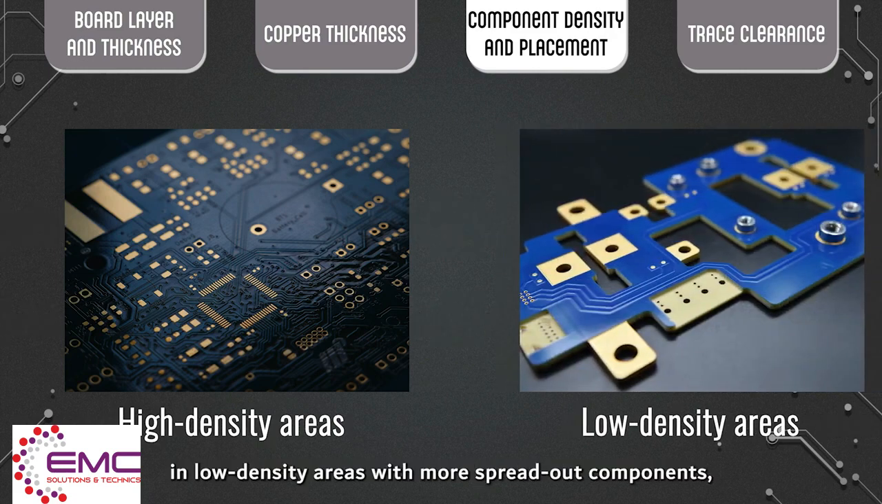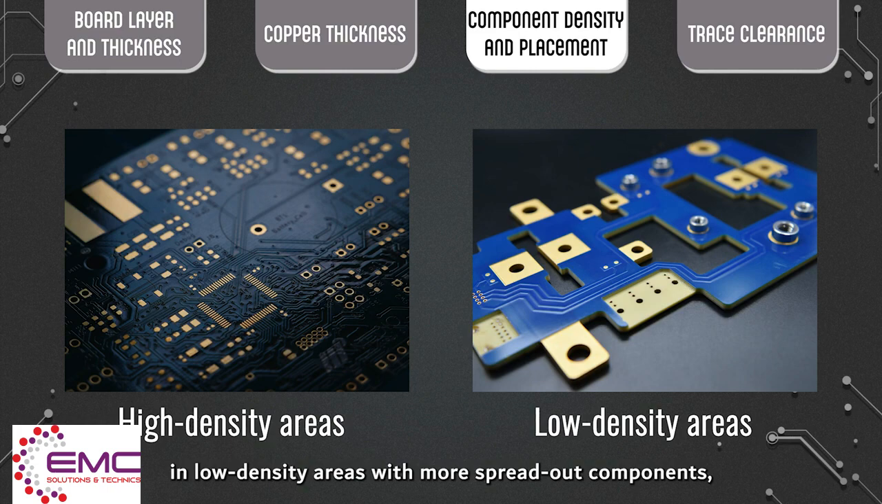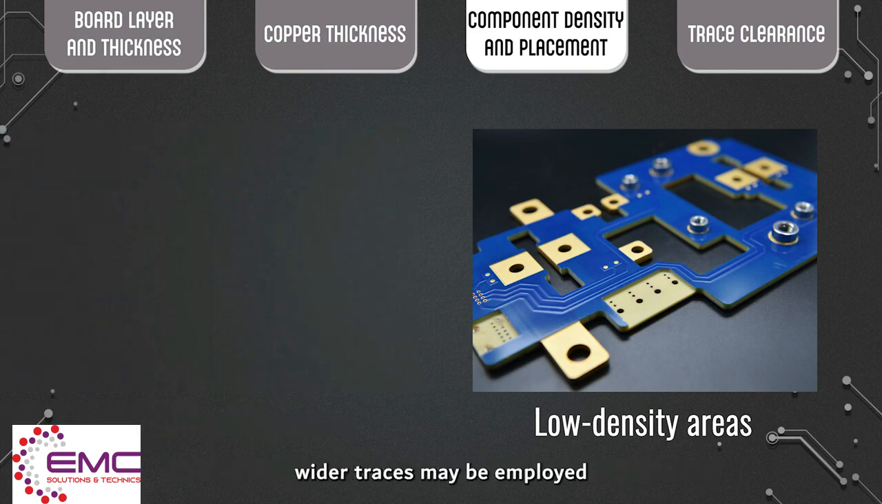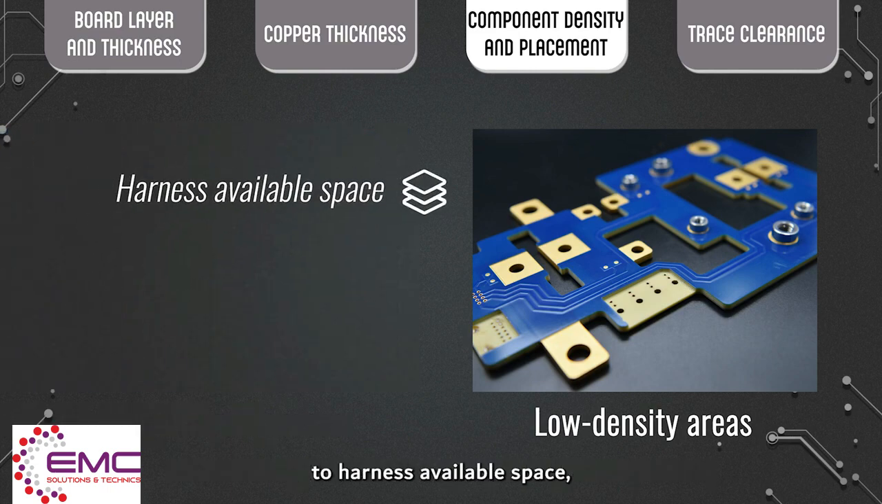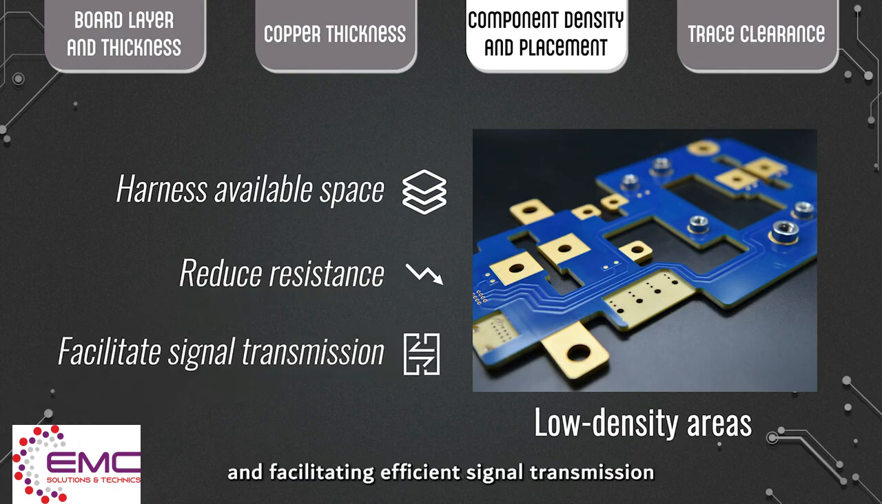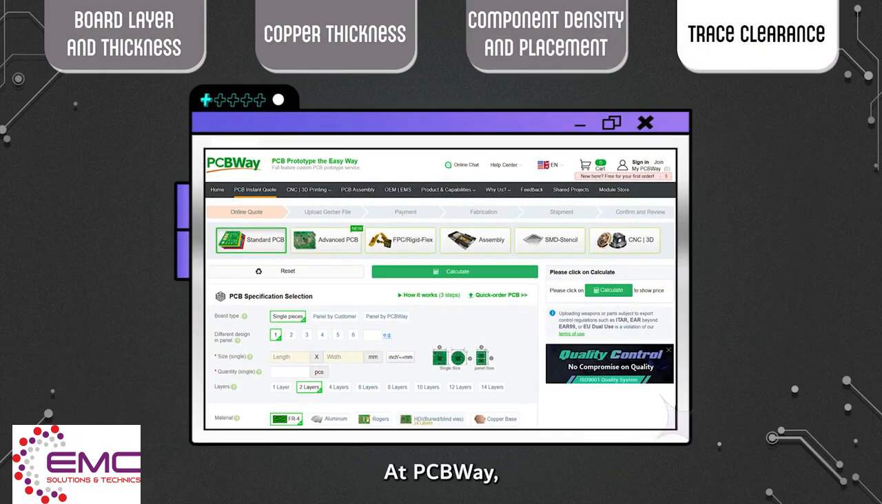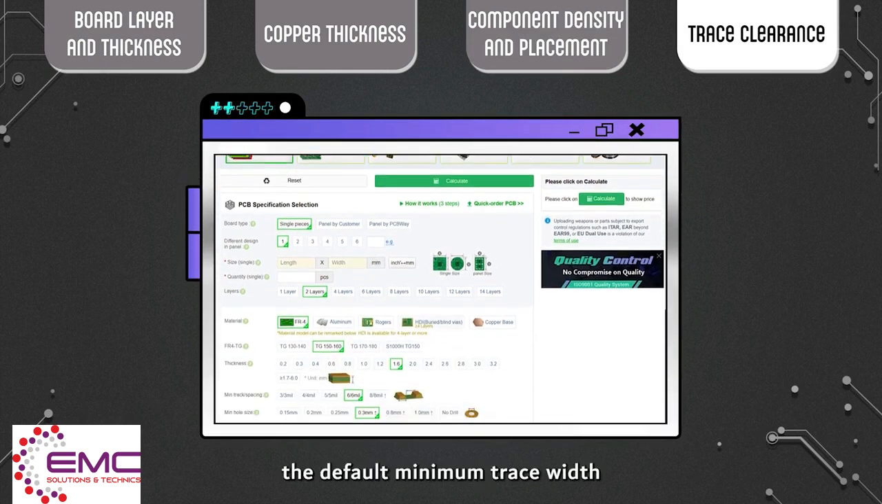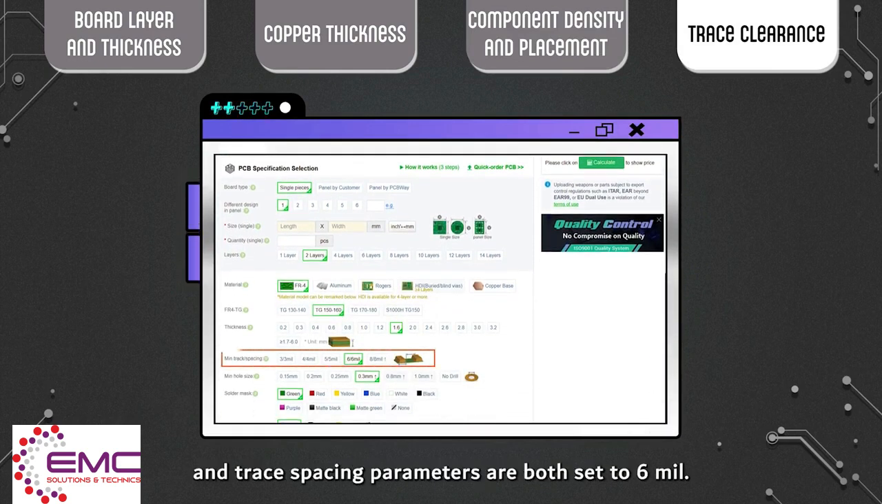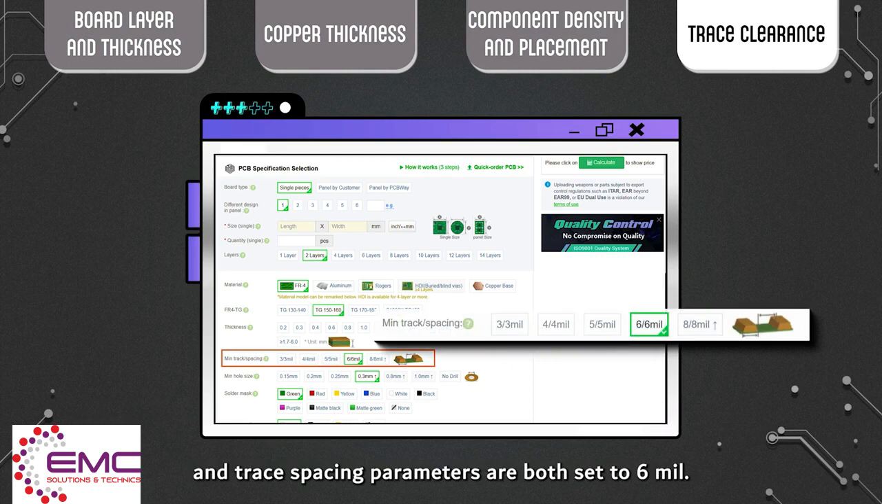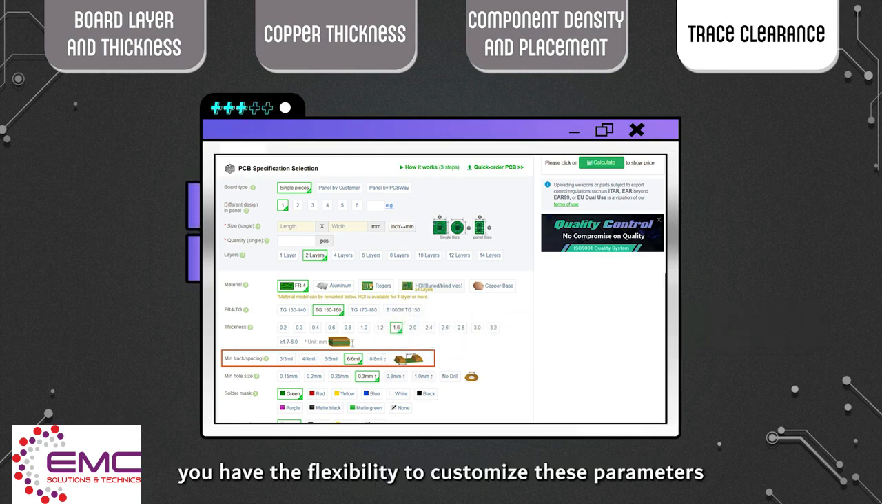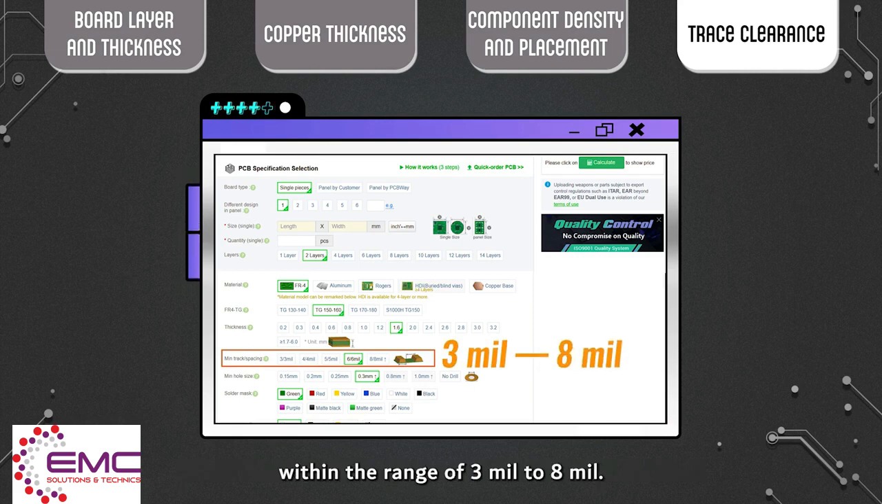Conversely, in low-density areas with more spread-out components, wider traces may be employed to harness available space, reducing resistance and facilitating efficient signal transmission. Trace clearance. At PCBWay, the default minimum trace width and trace spacing parameters are both set to 6 mil. However, you have the flexibility to customize these parameters within the range of 3 mil to 8 mil.